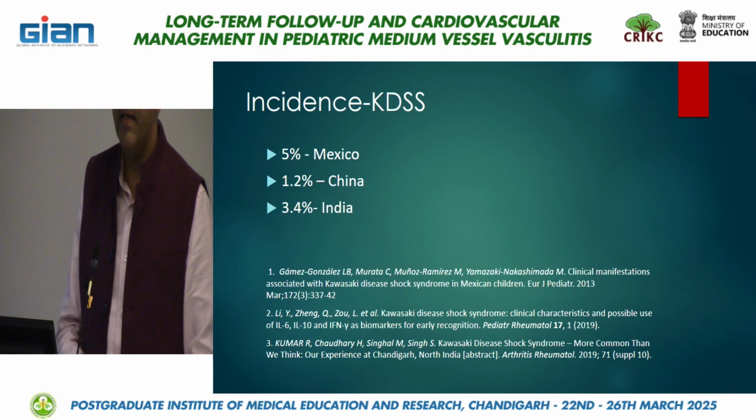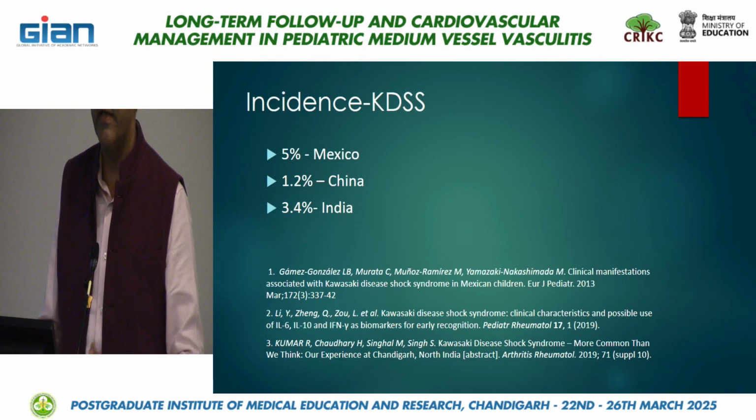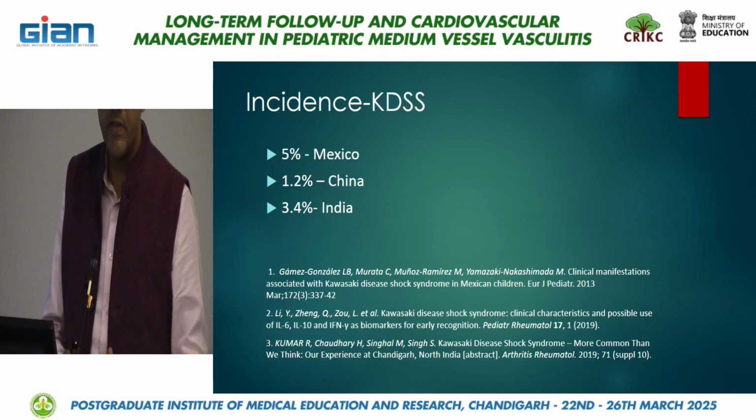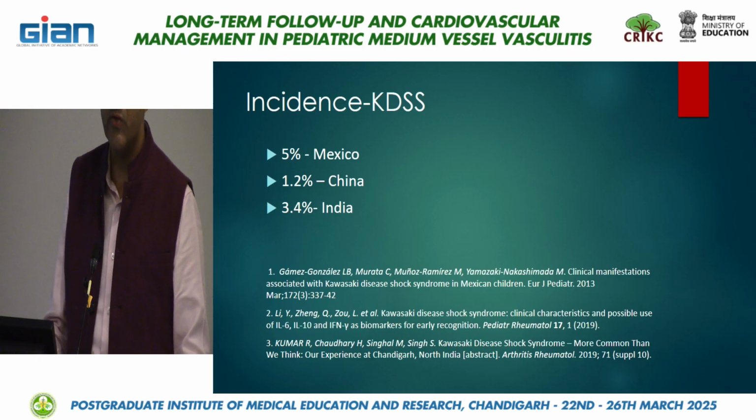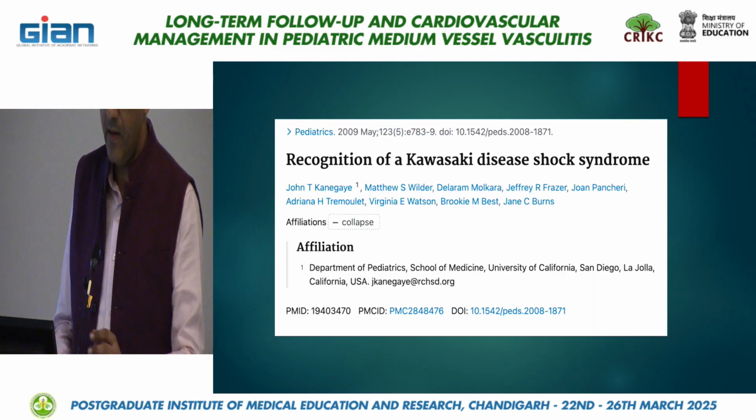The incidence of Kawasaki disease shock syndrome differs according to different literature. In Mexico, it's 5%. Chinese reports put it at around 1.2%. In our publication from PGI, we report the incidence to be around 3.4%.